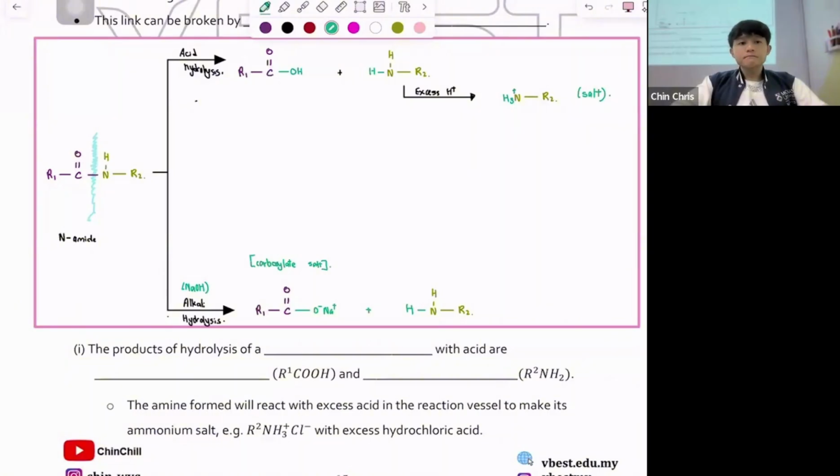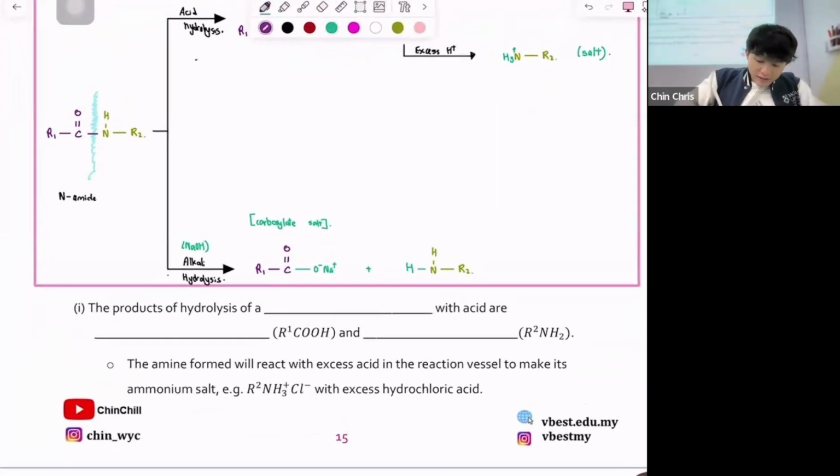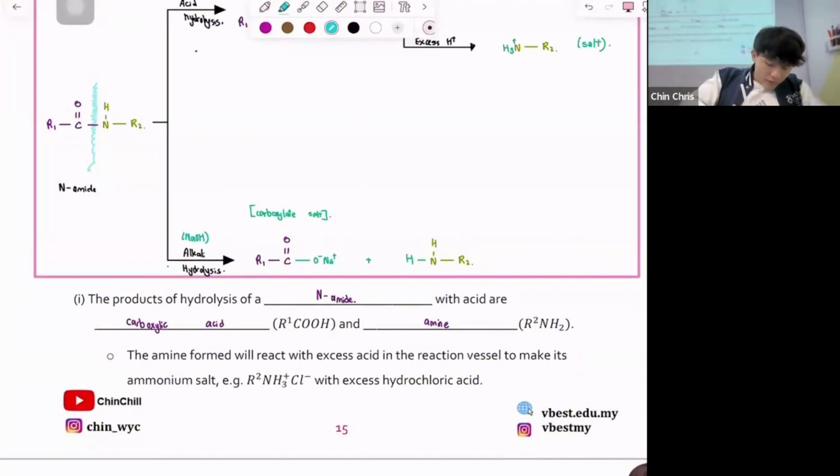Alright, guys, next. So, I can say that the product of a hydrolysis of an amide with an acid is a carboxylic acid and an amine. Then what happened to the amine? The amine will react with excess acid to make an ammonium salt. Done.